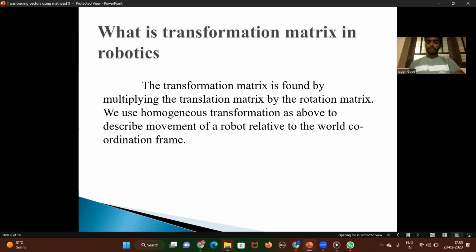Numeric representation: 4 by 4 matrix. For example, a rotation of angle alpha around the y-axis and a translation of 4 units along the y-axis would be expressed as T form is equal to cos alpha 0 sin alpha 0, 1 0 4, sin alpha 0 cos alpha, 0 0 0 1.